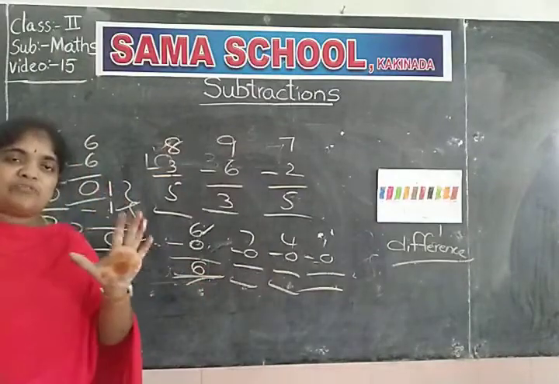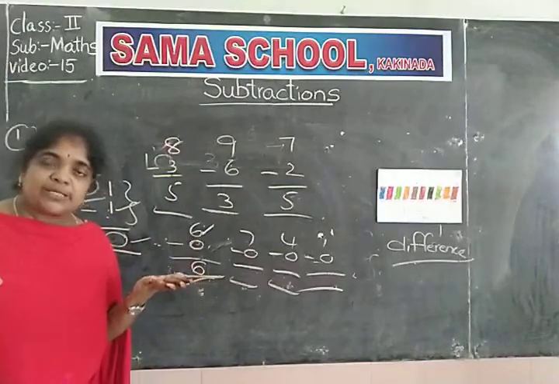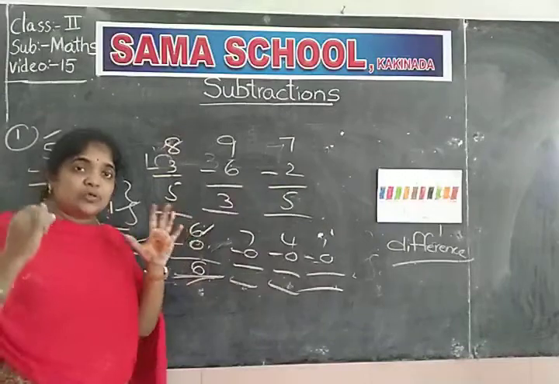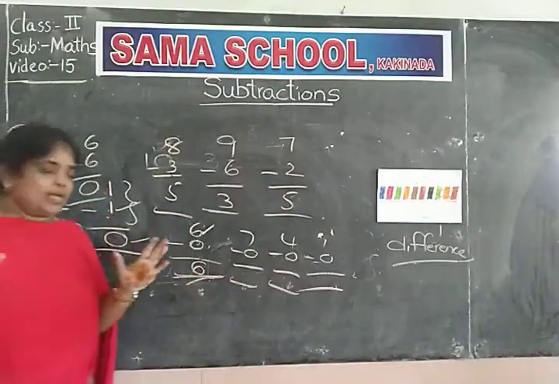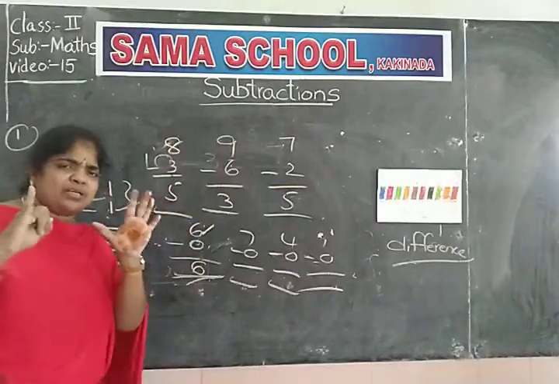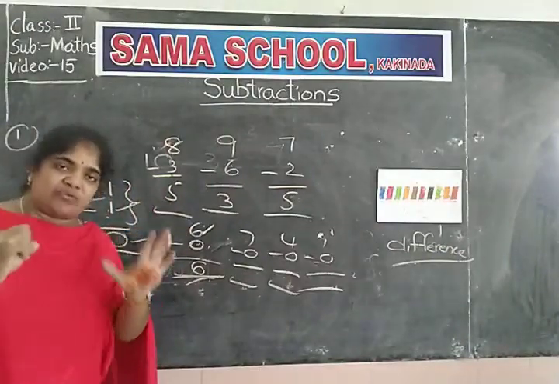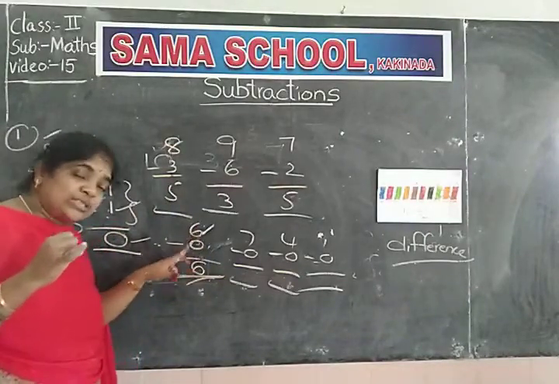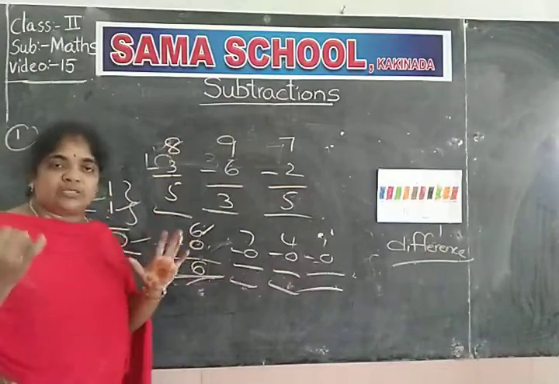Take out 6 fingers, cut off 0 fingers. 0 fingers means no fingers, no need to cut off any fingers. There is no value for 0. 0 means nothing. Then the 6 fingers remain 6 only, because we have not cut off any fingers. We have to cut off 0. We have to subtract 0. 0 means nothing.